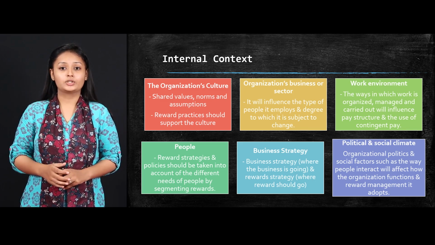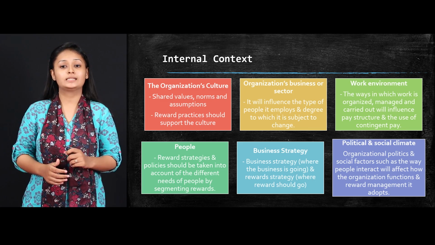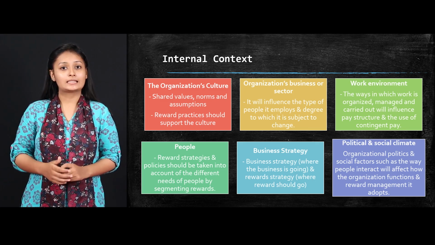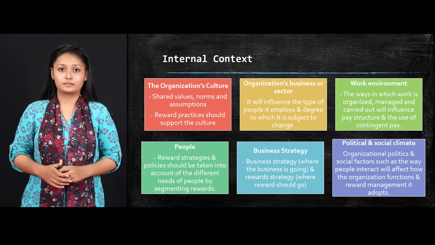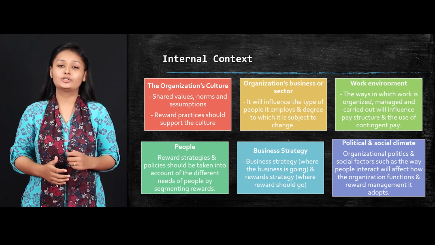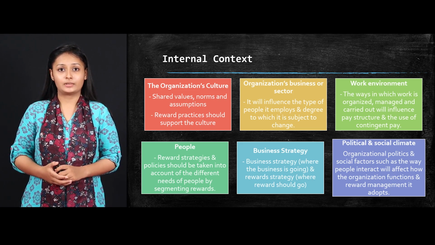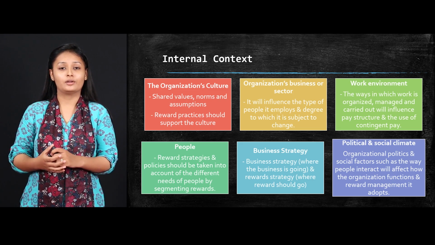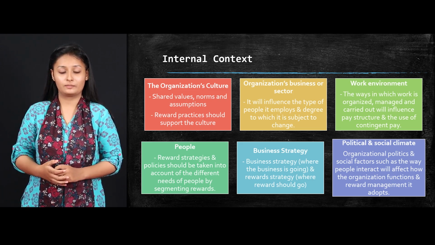The next one is the work environment. The ways in which the work is organized, managed, and carried out will influence the pay structure and the use of contingent pay. The next is the people. The reward strategies and policies should be framed taking into account the different needs of people by segmenting the rewards. For example, the people who are attracted towards financial rewards may be directors or managers rather than those in charitable institutions.